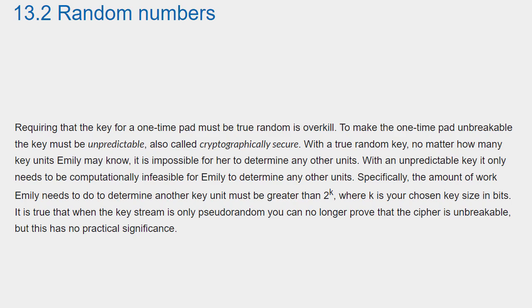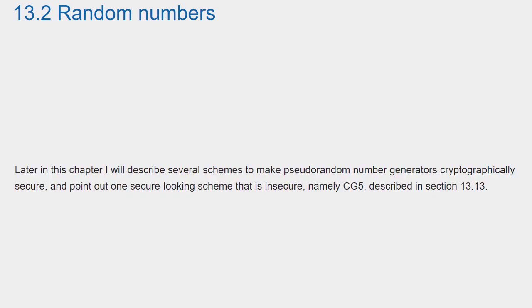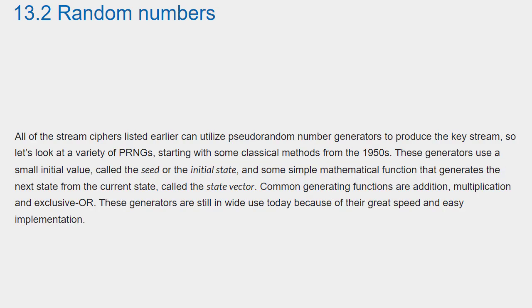It is true that when the key stream is only pseudo-random, you can no longer prove that the cipher is unbreakable, but this has no practical significance. Later in this chapter, I will describe several schemes to make pseudo-random number generators cryptographically secure, and point out one secure-looking scheme that is insecure, namely CG5, described in section 13.13. All of the stream ciphers listed earlier can utilize pseudo-random number generators to produce the key stream, so let's look at a variety of PRNGs, starting with some classical methods from the 1950s.